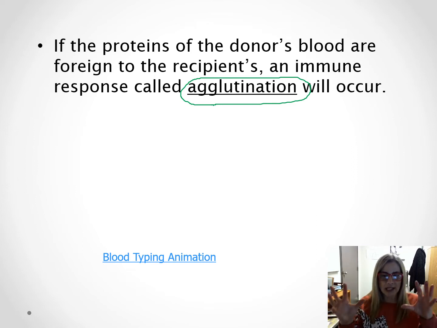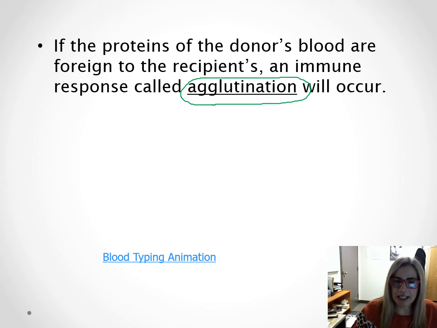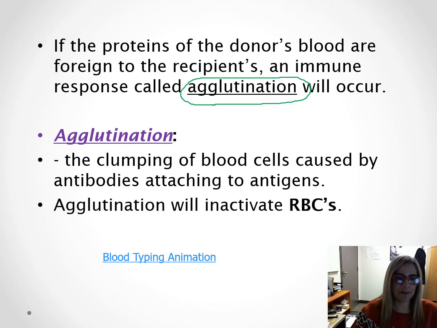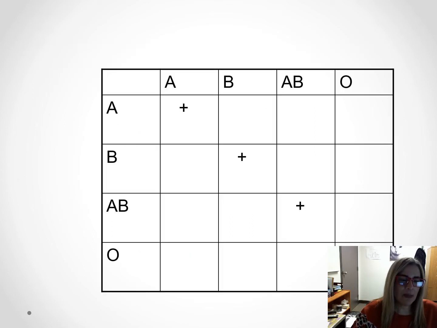And basically those antibodies would attach onto the surface of the red blood cells, cause those red blood cells to immobilize and eventually clump together. And that's what agglutination is. It's the clumping together of red blood cells as a result of an improper blood transfusion. So by definition, the clumping of red blood cells caused by antibodies attaching to antigens when there is an incompatible blood transfusion. And what it ends up doing is inactivating the RBCs, and a person can eventually die from oxygen deprivation.